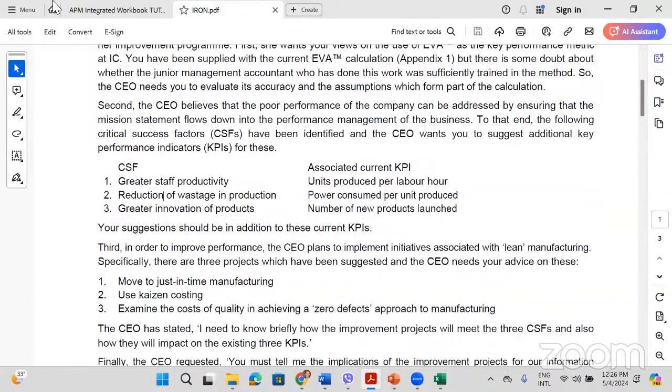Also, you can look at the number of patents registered. Innovation. You know what patents are, right? No, greater innovation of products. They are not talking about successful innovations. Yeah, you can argue this. So there are multiple answers here. What we are saying is number of new products launched does not talk about innovation.